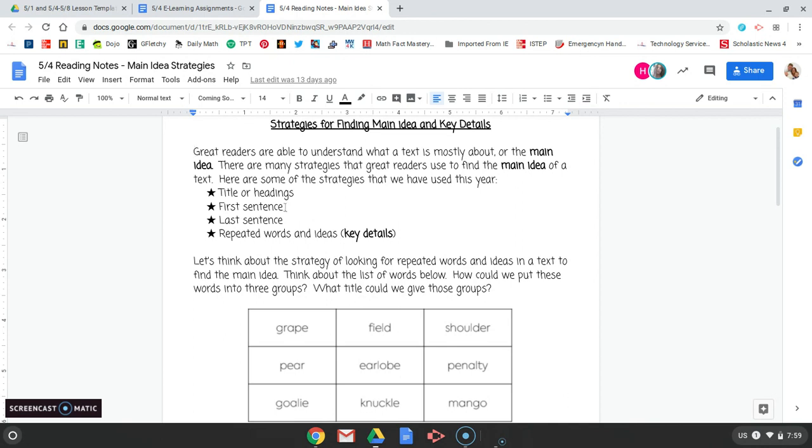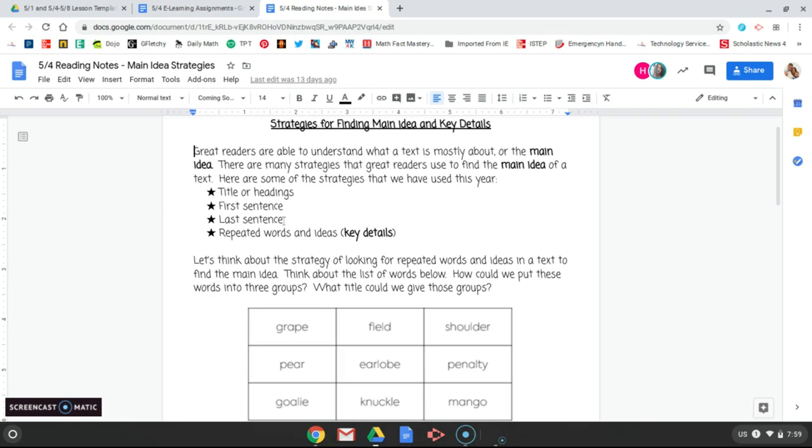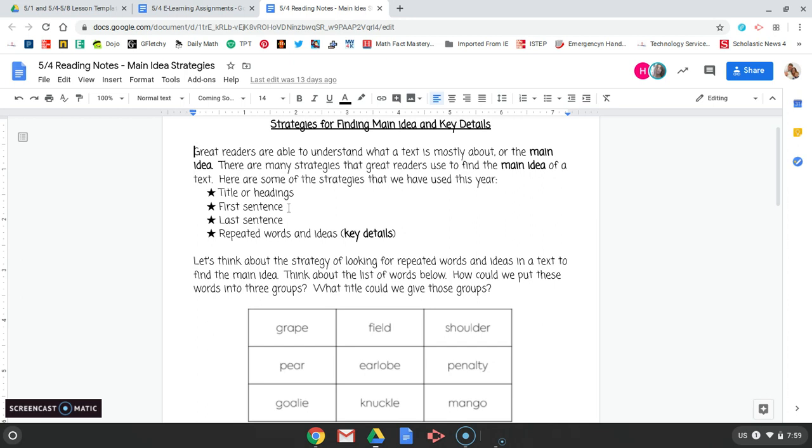We've also talked about looking at the very first sentence or the very last sentence. Usually authors will introduce an idea in the first sentence and then remind you about it in the last sentence. But the problem with those is that that doesn't always work. First and last sentences are a sometimes strategy and not an always strategy.